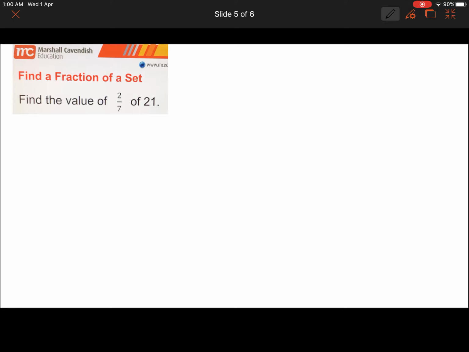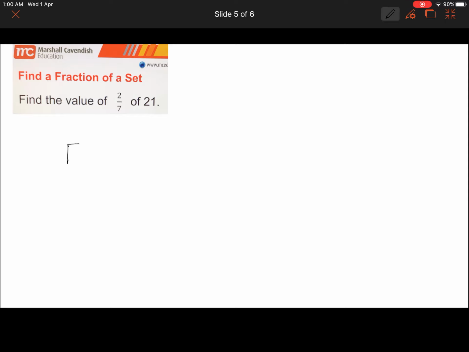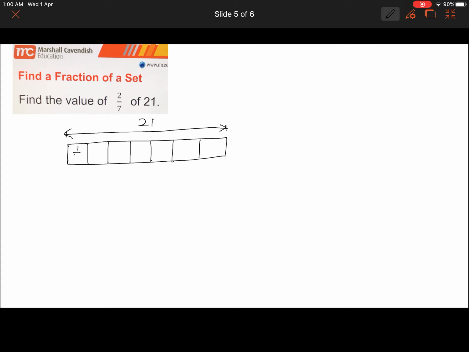Okay, you should have completed your question. So let's go through. Obviously we draw the one whole, and this equals 21. This one whole is divided into 7 equal parts. So 1, 2, 3, 4, 5, 6, 7. So this is 1 out of 7, as shown in the video here.